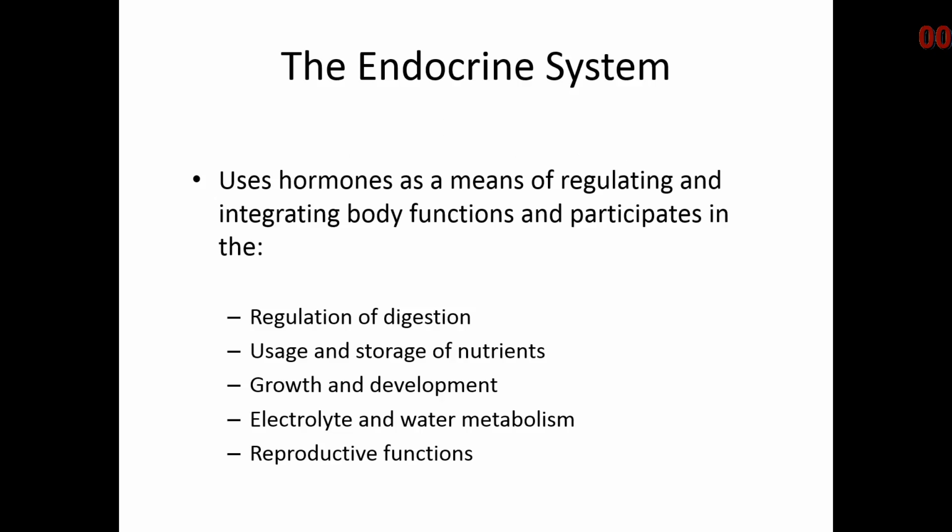Just to get us started, again, this is just a review, but the endocrine system itself uses chemical messengers in our body, known as hormones, as a means of regulating and integrating body functions. It helps us regulate digestion, use and store nutrients in our body. It aids in growth and development, electrolyte and water metabolism, and also we see some effects in the reproductive functions.